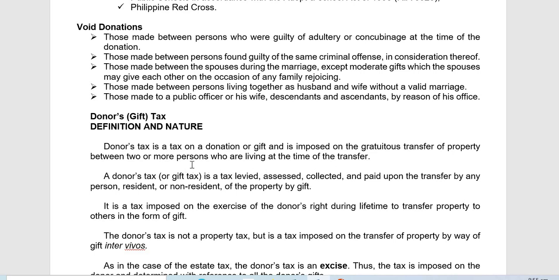So, dapat living siya at the time of transfer, since mag-take effect ang donation during the lifetime of the donor. And dapat, pati si donee, living po siya. Kasi dapat i-accept ni donee ang donation, di ba? Kasi element man sa donation ang acceptance ni donee. So dapat both are living at the time of the transfer.